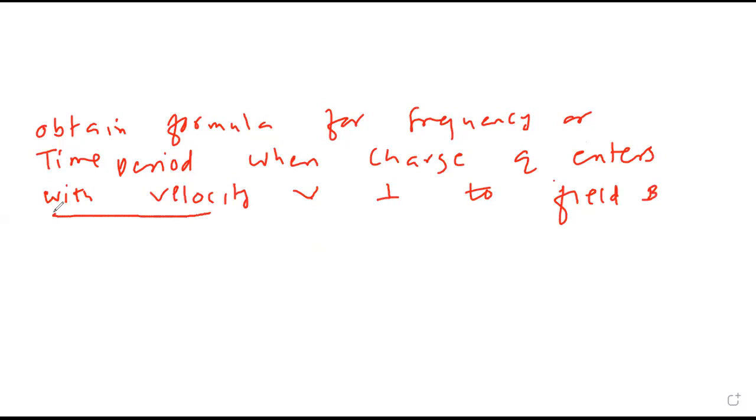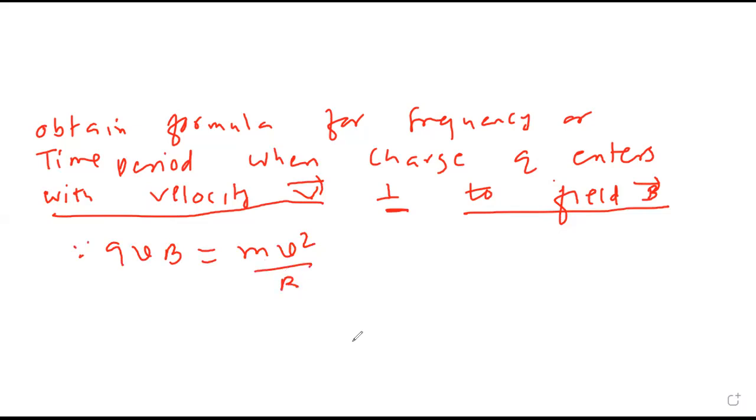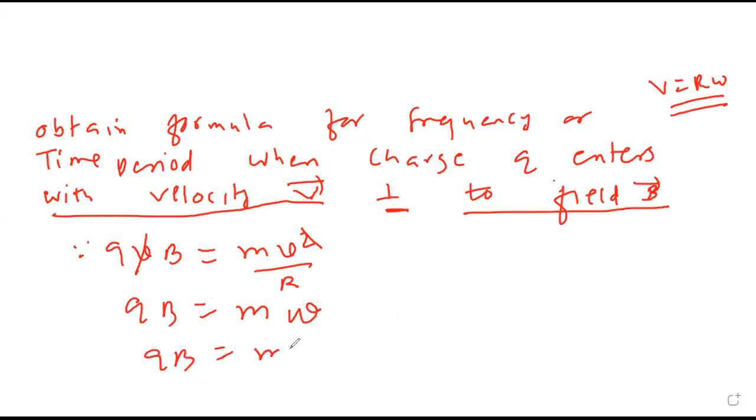So whenever I see the words charge enters perpendicular to the field, my only start is QVB, which will become mV square by R. This time I'm interested in time period or frequency, so one V will get cancelled. V by R, if you have remembered, is omega, since V equals R omega in circular motion. So V by R is omega. What is omega? It is 2 pi by time period.